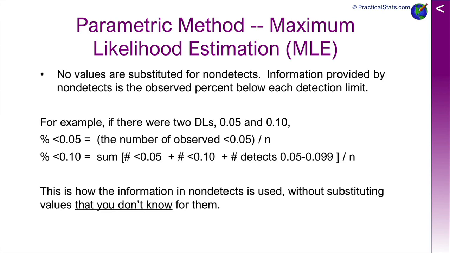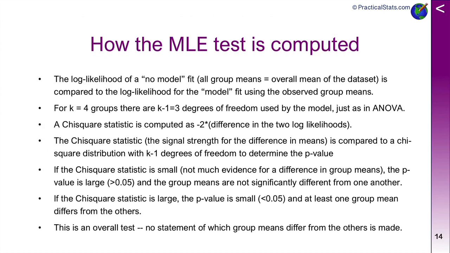So there's a log likelihood that's fit for a no model fit, or in other words, the null hypothesis, which is that all the group means are the same. All the group means are just slight noise variations around the overall mean of the entire data set. So there's no difference between the groups.